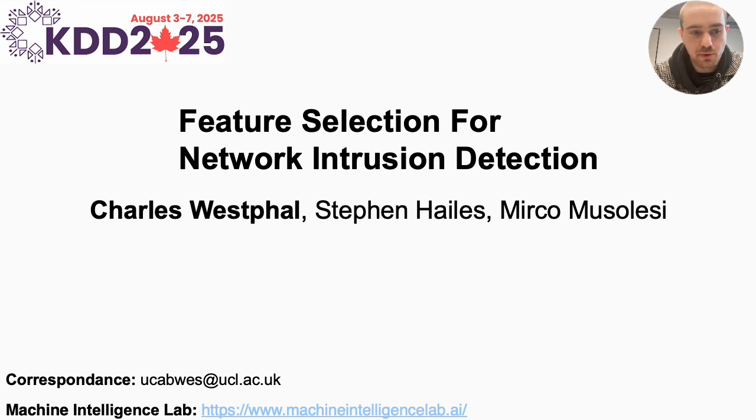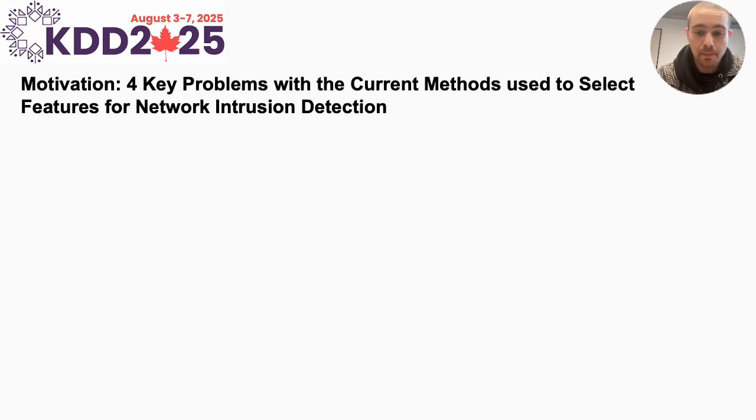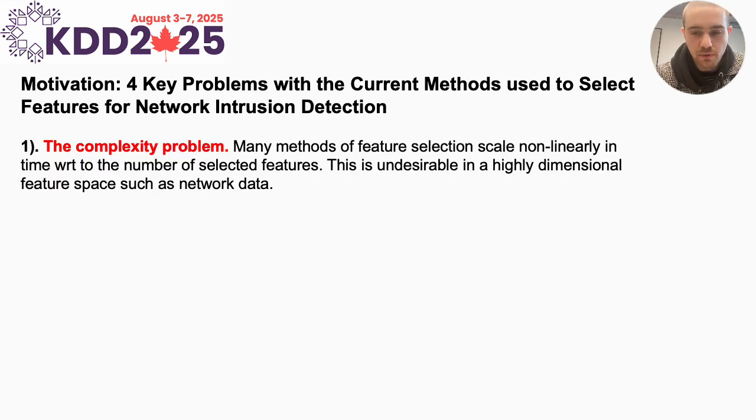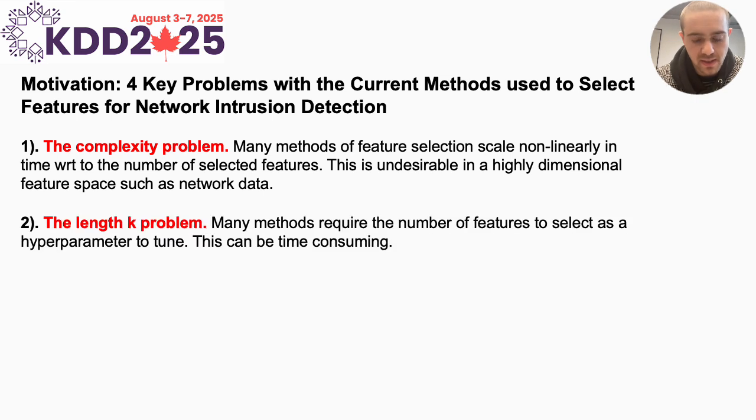Network data is comprised of a large number of features of varying quality, so selecting from them is becoming common practice. We noticed 4 recurring issues with current methods of selection. Firstly, the complexity problem. We want our selection method to scale linearly in time with respect to the number of features, therefore we can investigate highly dimensional spaces.